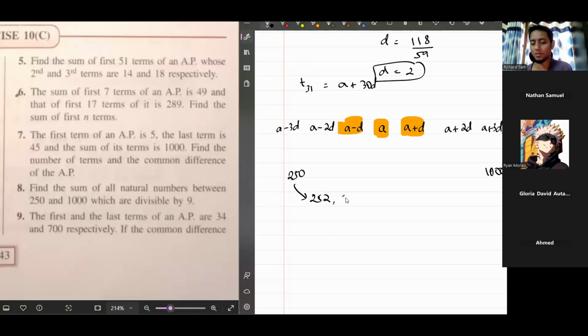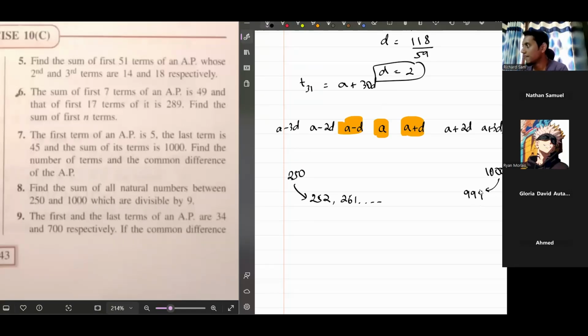Next multiple of 9 will be? Add 9 to this. 9 tables means you plus 9, plus 9. So 261. Okay, enough. Now tell the last number which is divisible by 9. 999. Correct. That will be the last number divisible by 9, less than 1000.